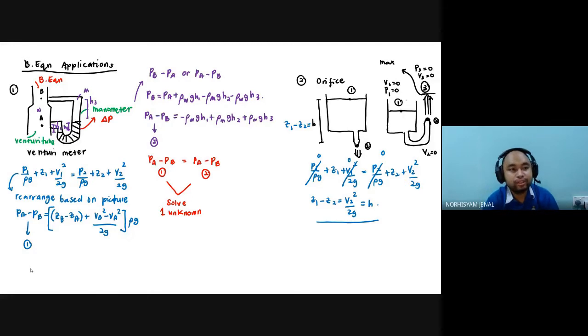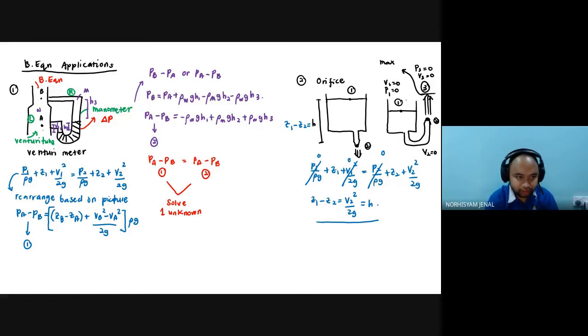All right. So the first one is the Bernoulli equation, in terms of this picture. You can see we have two parts. This part is called the Venturi meter, the one on the left. The one on the right side is called the manometer.